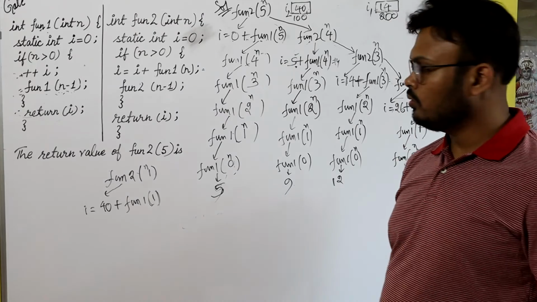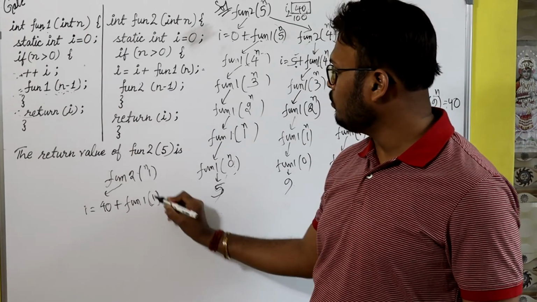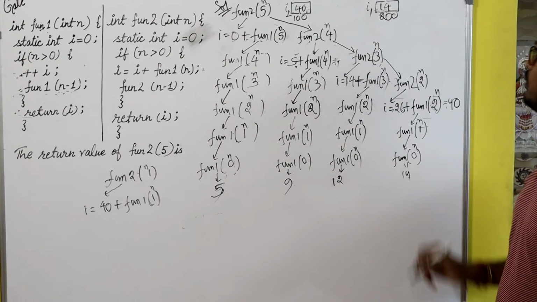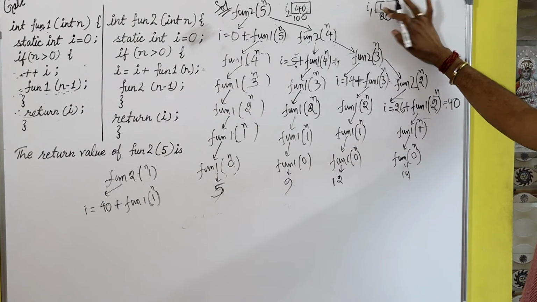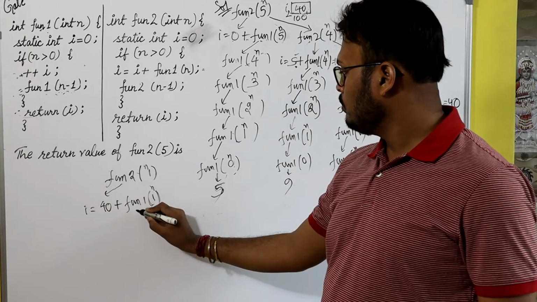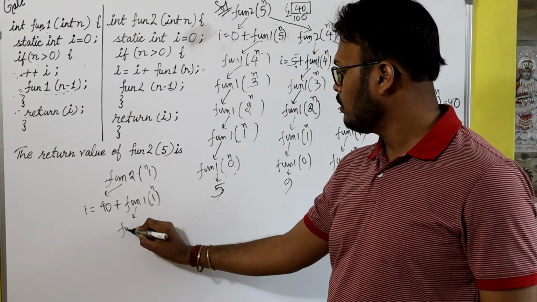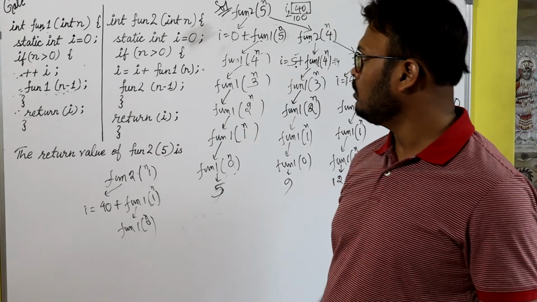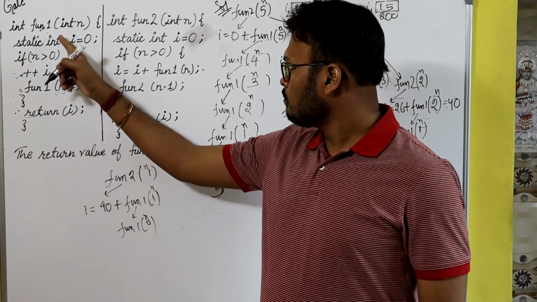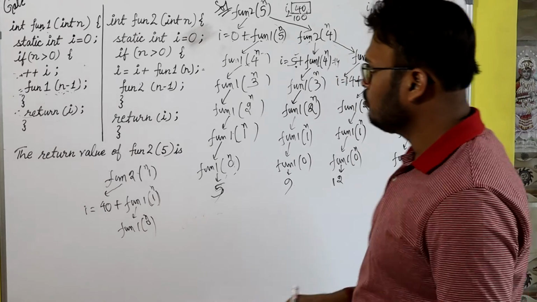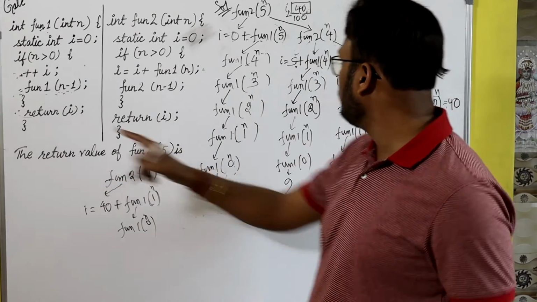Okay. So now let's come here. The value of n is 1. Okay. 1 greater than 0. Yes. So the value of I will be incremented to 15. Fine. And now fun1 will call fun1 of 0. Okay. The value of n is 0. So now let's check the condition. N greater than 0? No. False. So it means what? The value of I will be returned here.